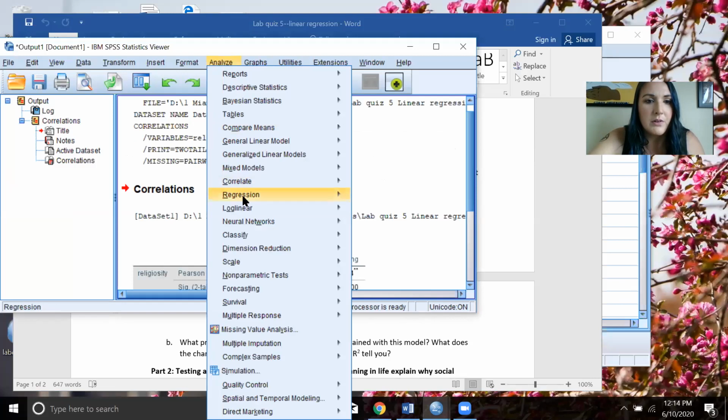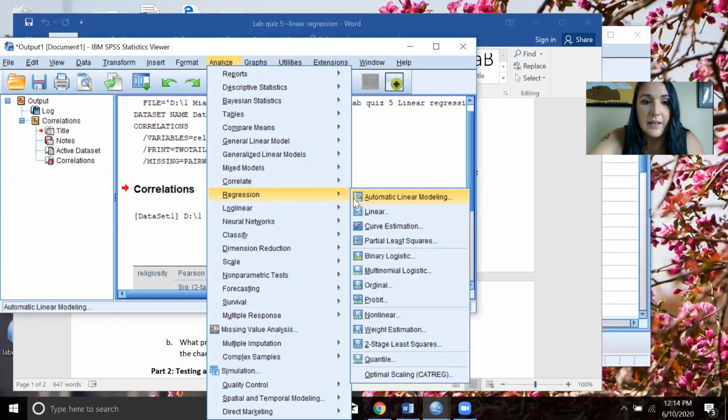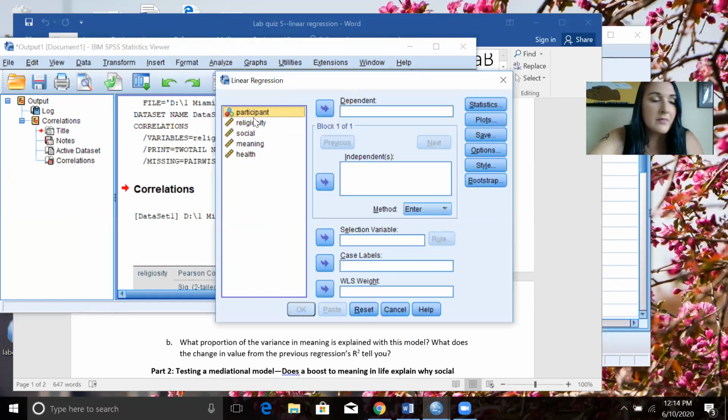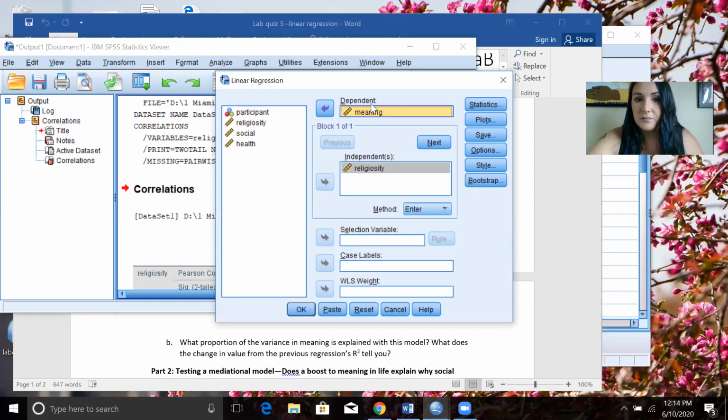Analyze, regression, linear. Like I said, there's a lot of kinds of regression. We're just doing this one. And let's see, it was religiosity to predict meaning in life, correct? So whatever is the outcome, put that in the DV or the dependent box, and whatever you're using to generate the predictors, your IV, into the independent box. So religiosity goes there. You shouldn't need to do anything else.